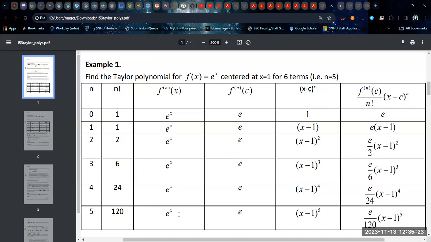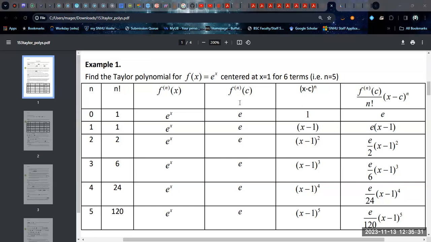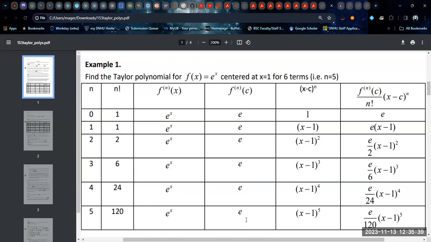And so you can fill out the table by taking your derivatives. And then to get the coefficient that you need for this, you're going to evaluate each of your derivatives at the center. So e to the 1 is e, and that's true all the way down in this example. And then the x minus c to the n term depends on your center c, and your x minus c to the 0 power is just 1. And then x minus 1, x minus 1 squared, x minus 1 cubed, etc.